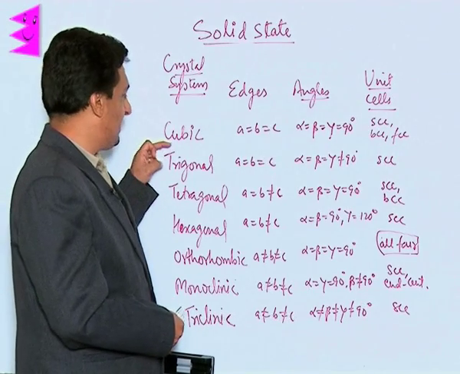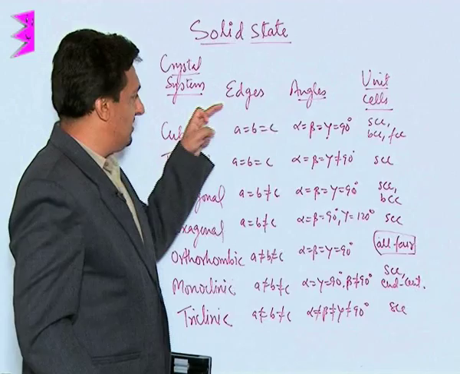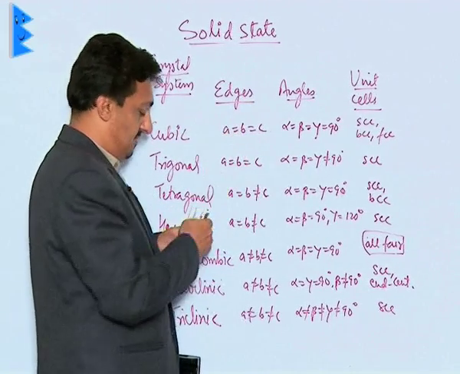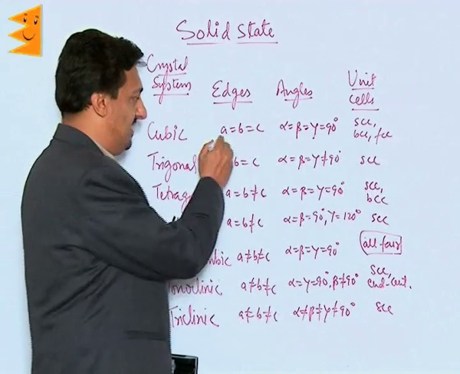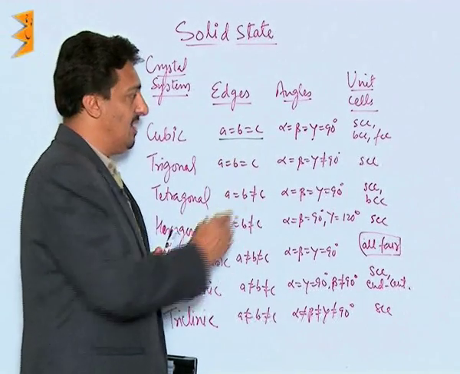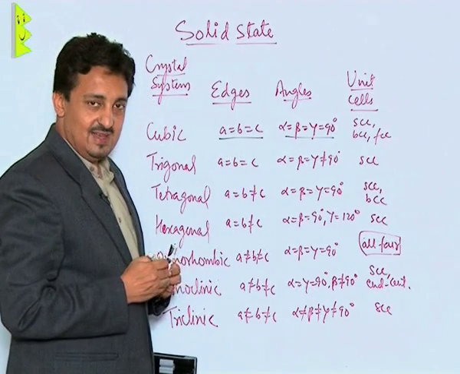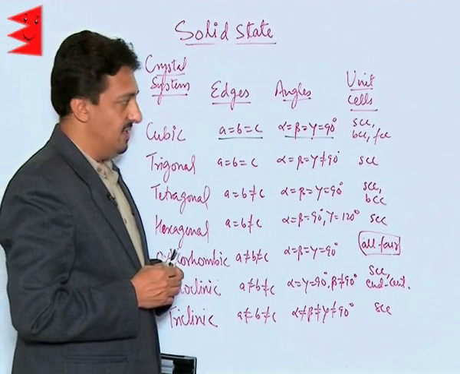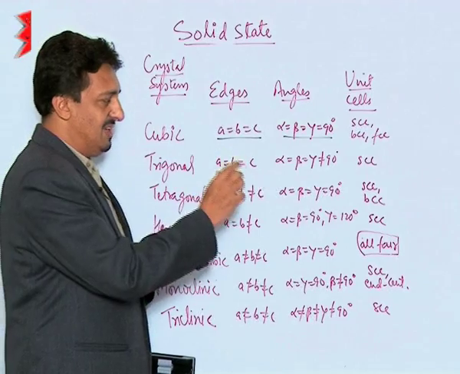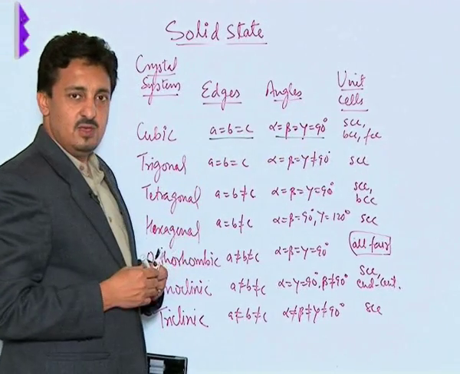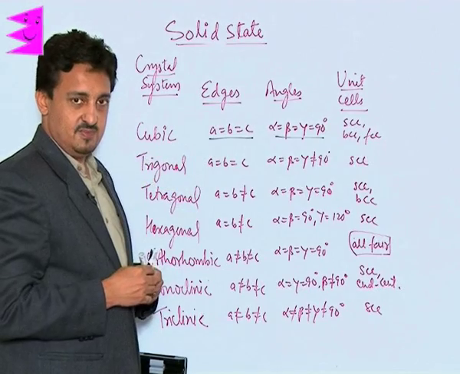Let us first start with cubic. Now on the basis of the edges, what we find is in cubic all edges are equal to each other, and all angles are equal to each other and all are at 90 degree to each other. And basically we have SCC, BCC and FCC existing in this type of dimensions.